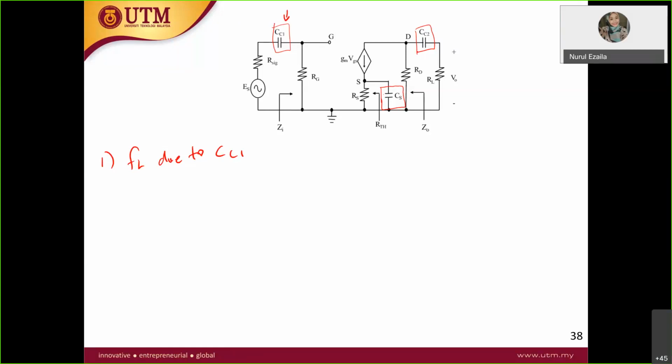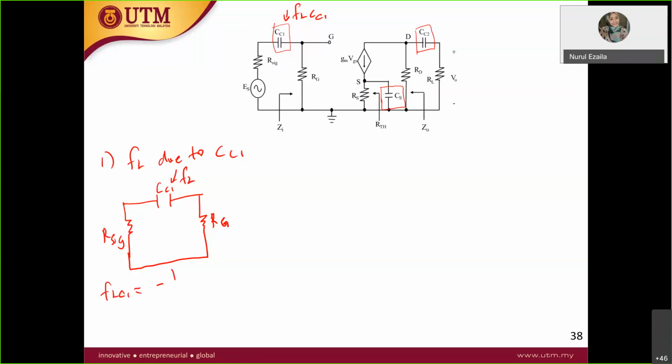If you redraw the circuit, what you can see over here is CC1. The circuit will be like this. So this is the C1, and this is your RG, which is R1 parallel R2. And this is your R signal, and this is your CC1. Now, what is the R equivalent?